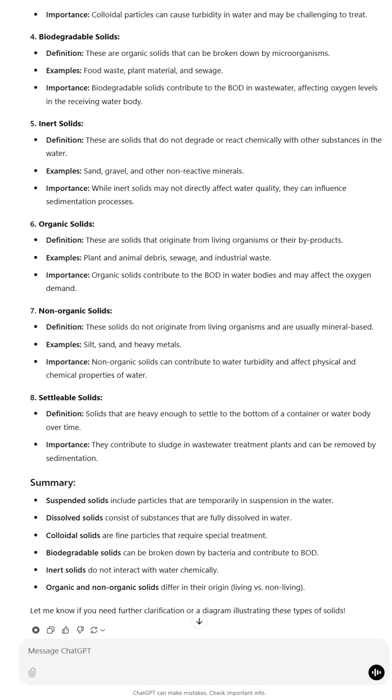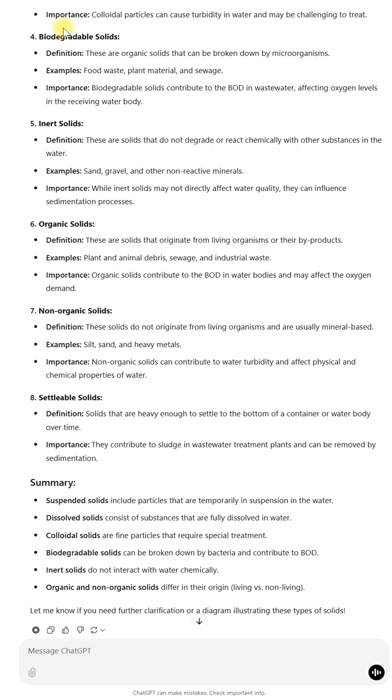7. Non-organic solids. Definition: these solids do not originate from living organisms and are usually mineral-based. Examples: silt, sand, and heavy metals. Importance: non-organic solids can contribute to water turbidity and affect physical and chemical properties of water.